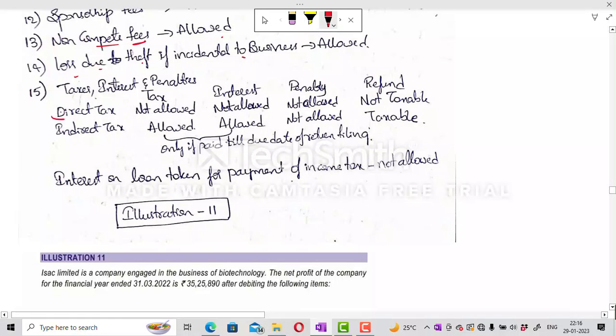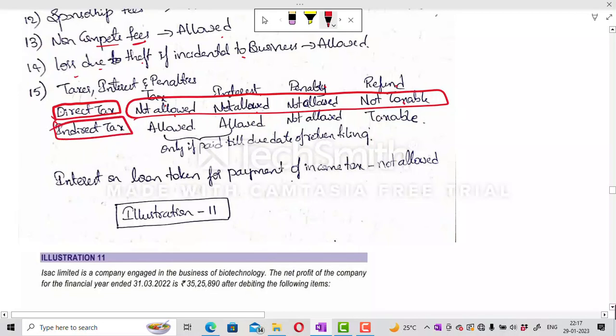If we paid anything towards direct tax, like income tax, no deduction is available. If it is tax, not allowed. If we have paid interest on that, not allowed. If we have paid penalty, not allowed. If we got a refund, not taxable. If it is for indirect tax, allowed, except penalty. Penalty is not allowed in any case.